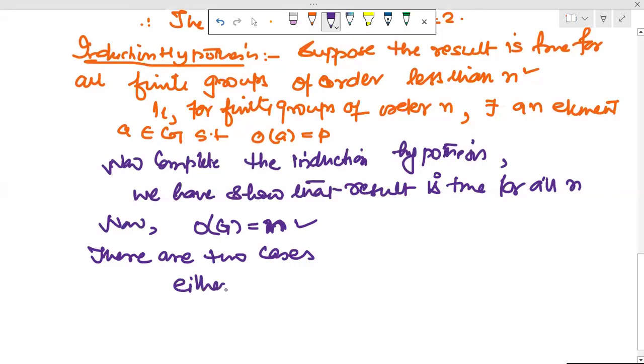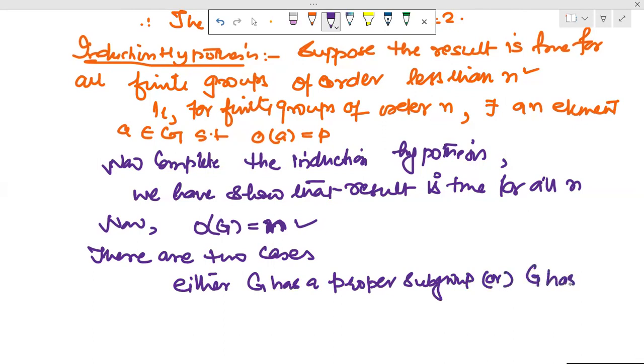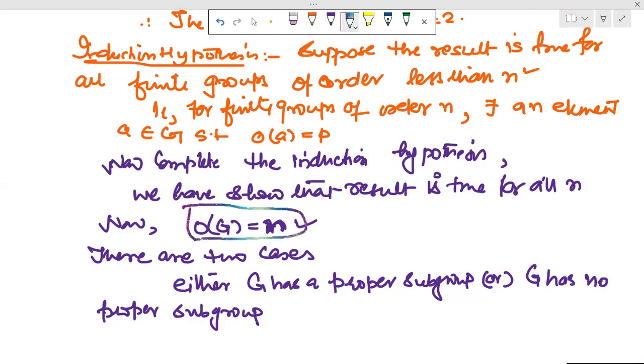Either G has a proper subgroup, or G has no proper subgroup. These are the two cases we are getting. So we are taking the order of G equal to n, and two cases arise. Those two cases are: either G has a proper subgroup or G has no proper subgroup.